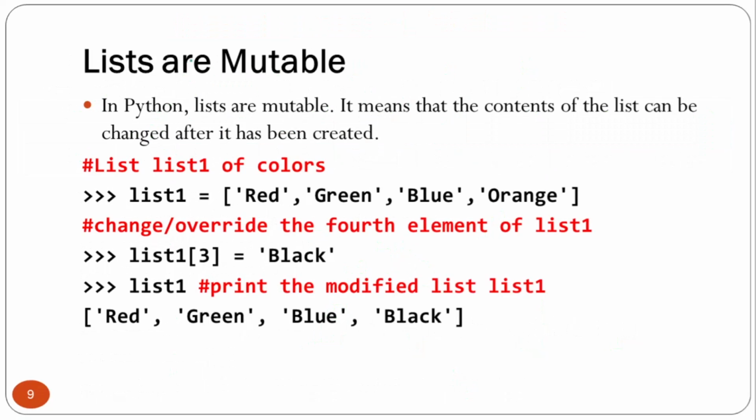Next topic is lists are mutable. In Python, lists are mutable, that is, we can change the contents of the list. Here is an example, list1, which stores the names of some colors. Using the index, I am trying to change the values in it. list1[3] = 'black'. The item at the third index, 0, 1, 2 and 3, the third item is orange. This orange will be changed to black. When I print the list once more, the item at the third index, orange, will be changed to black.